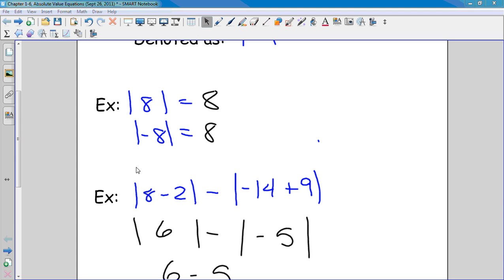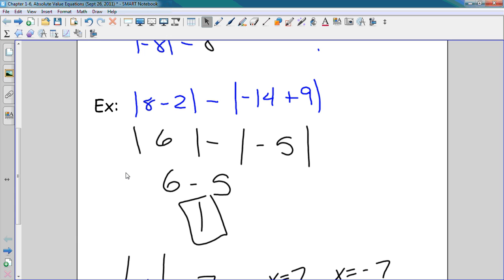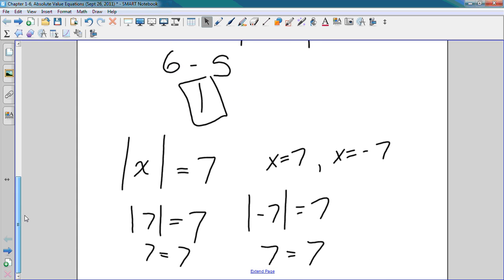Same thing if we were solving this. We have the absolute value of 8 minus 2, minus the absolute value of -14 plus 9. Well, 8 minus 2 is 6. The absolute value of 6 is positive 6. Minus the absolute value of -14 plus 9, which is the absolute value of -5, which is 5. So we end up with 6 minus 5 is 1. Any questions so far? Absolute value. You should probably have seen it before, just not quite to this extent.